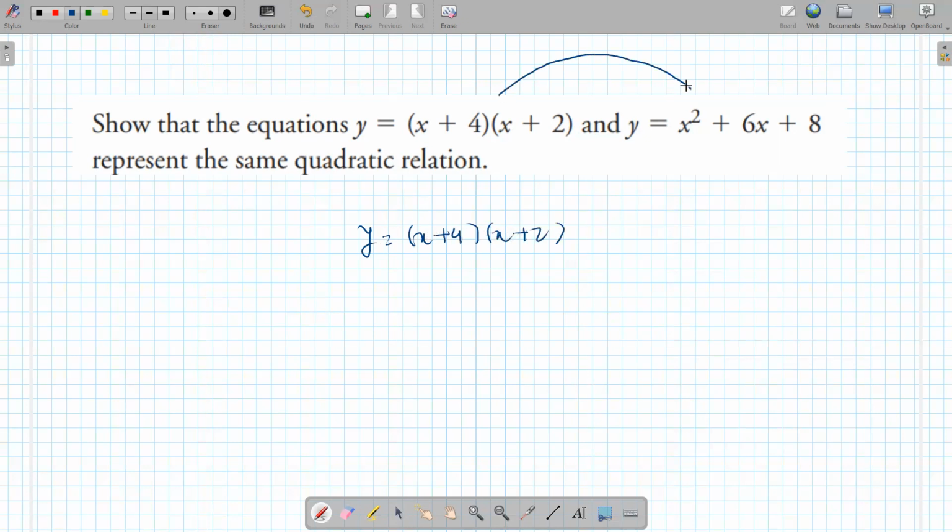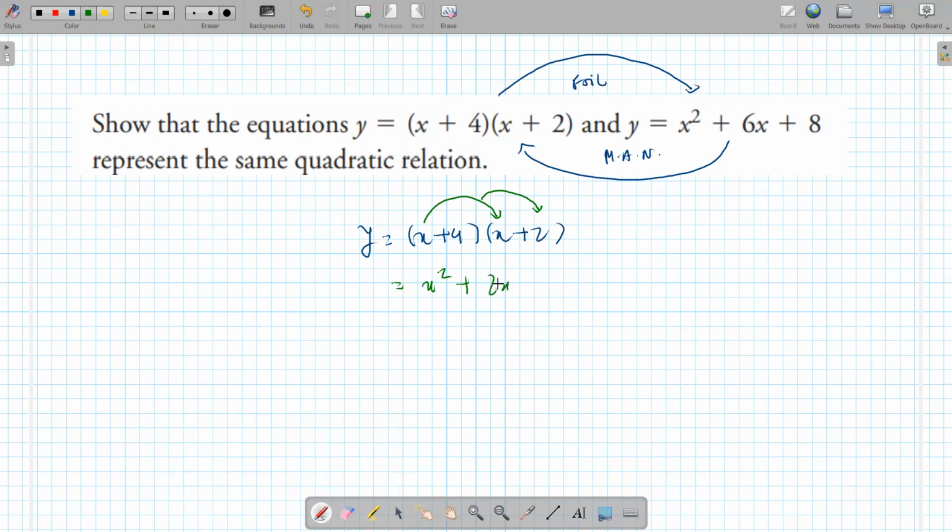To go from here to here, you FOIL it. To go from a standard form to a factored form, you factor it, okay? So here we can show that these two equations are exactly the same. How do we FOIL? You're going to do x times x, and then you're going to do x times +2. What's x times x? X squared. What's x times positive 2?